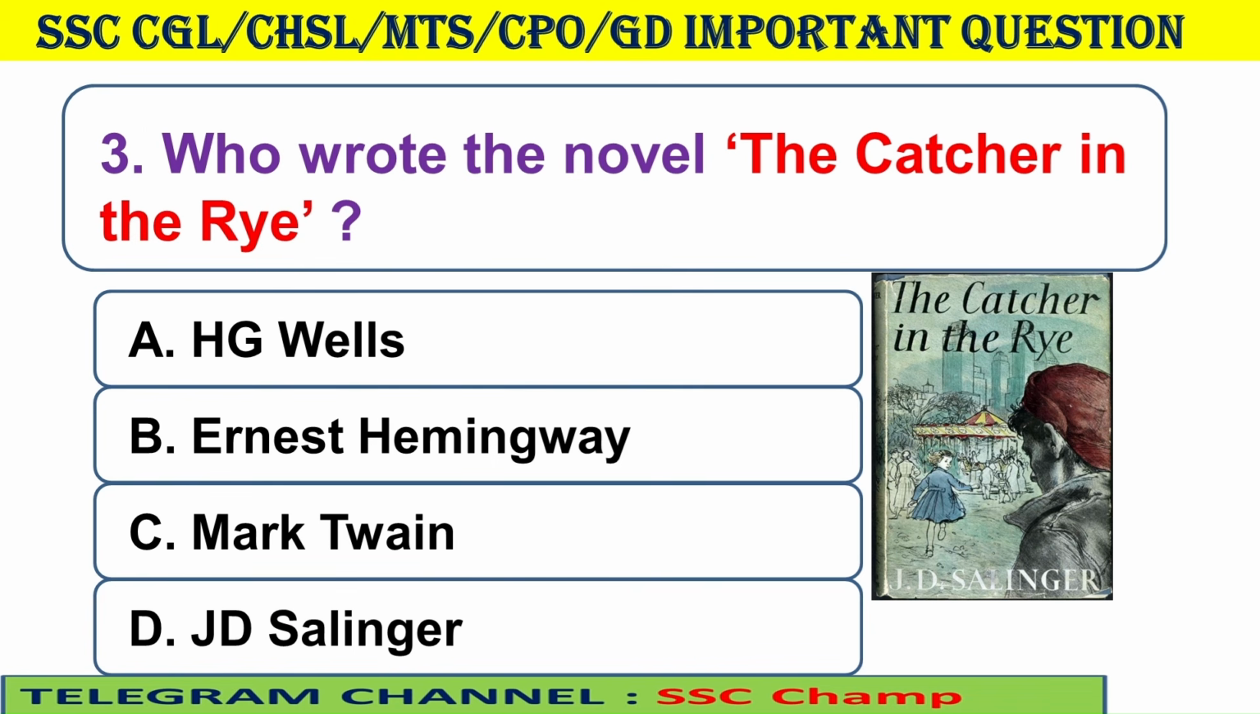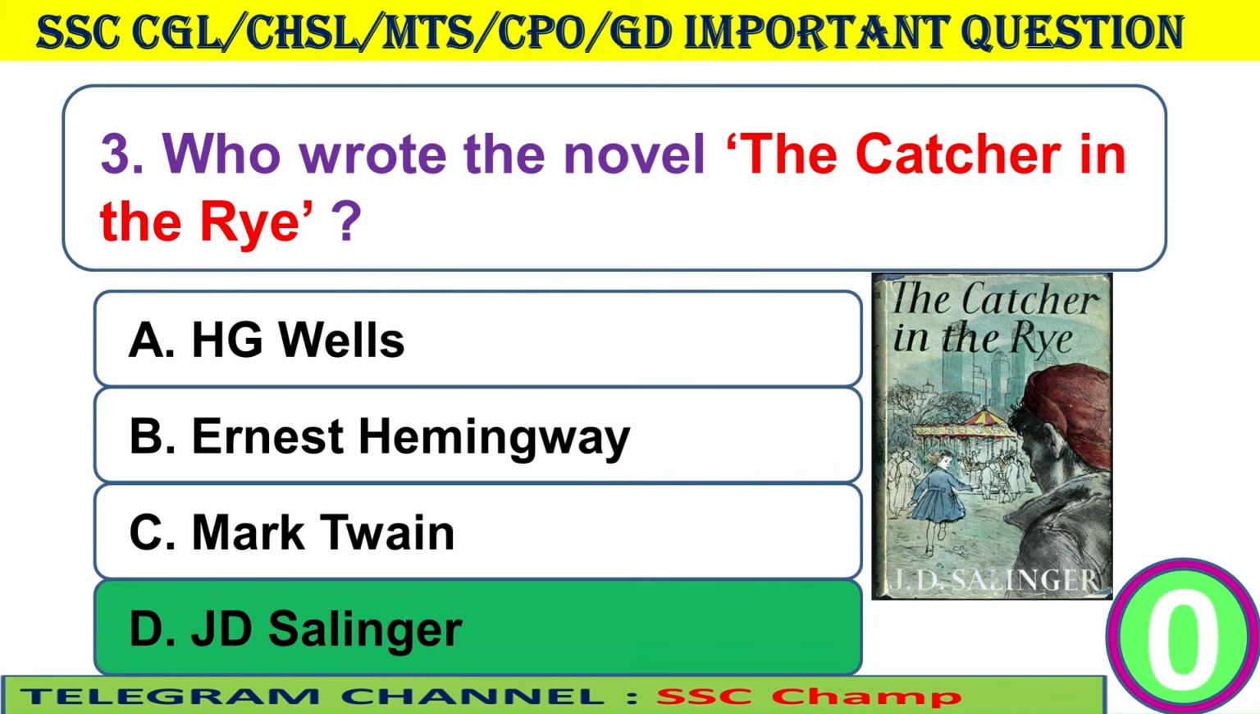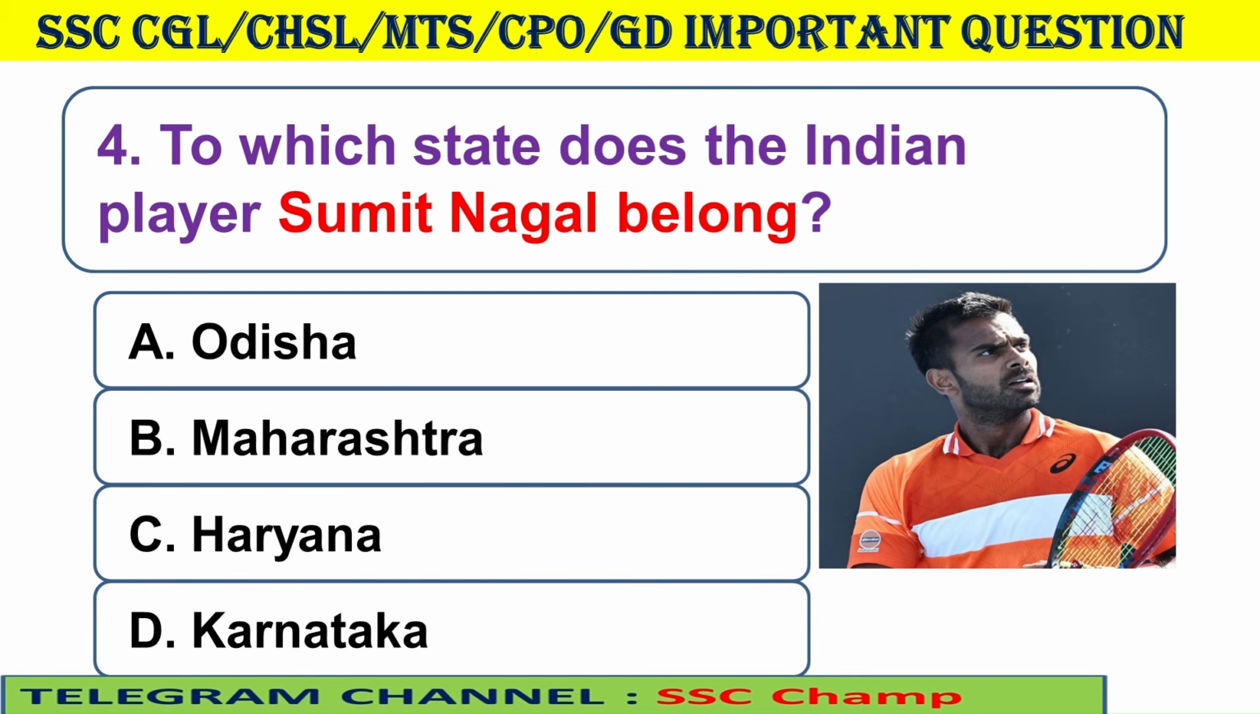Option A, H.G. Wells. Option B, Ernest Hemingway. Option C, Mark Twain. Option D, J.D. Salinger. Correct answer, J.D. Salinger. To which state does the Indian player Sumit Nagal belong?